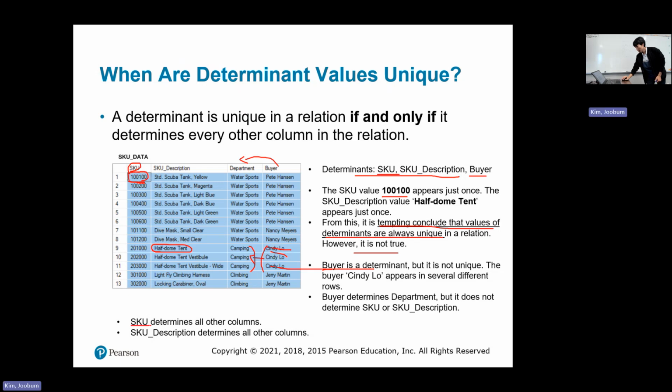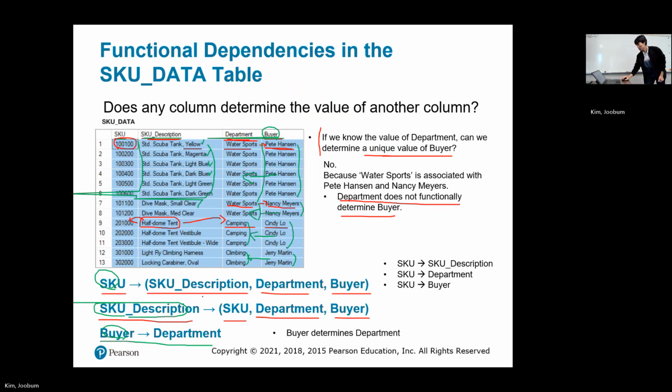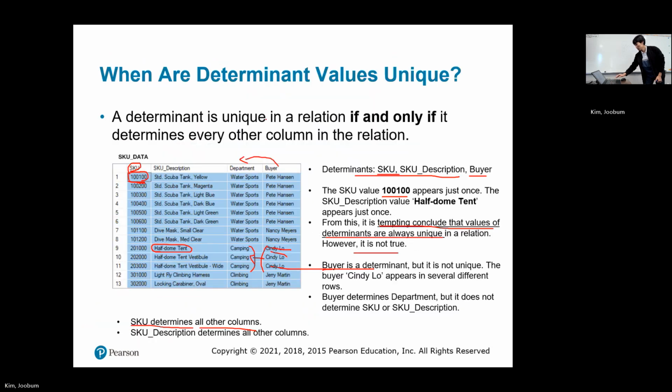So as a result, SKU determines all other columns. SKU determines all other columns. Description, department, and buyer: description also determines all other columns, SKU, department, and buyer. But buyer doesn't determine all other columns, it only determines department. No SKU, no description. Okay?